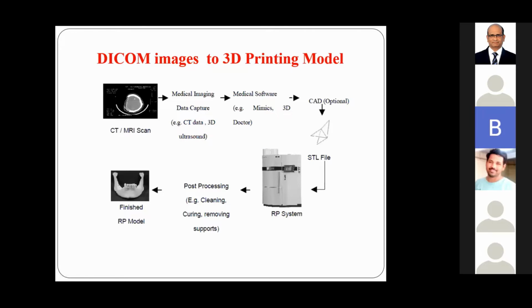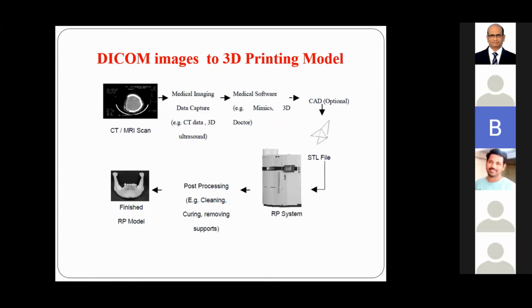To develop 3D printing models, we require CT or MRI data. That data we process using medical software, maybe Mimics or 3D Doctor, which are commercial software. And now we are going to use 3D Slicer, which is free open source software.